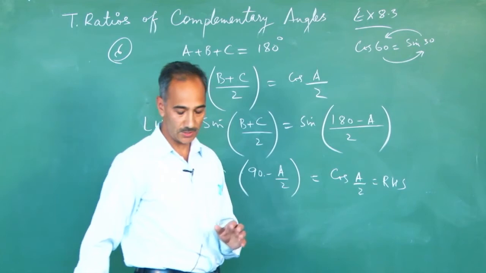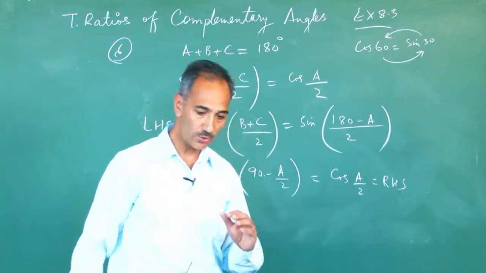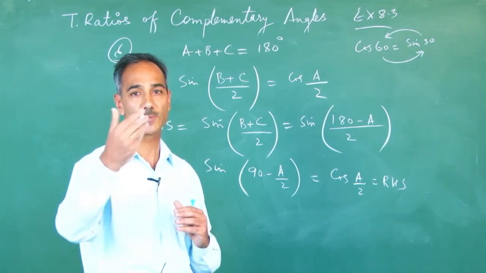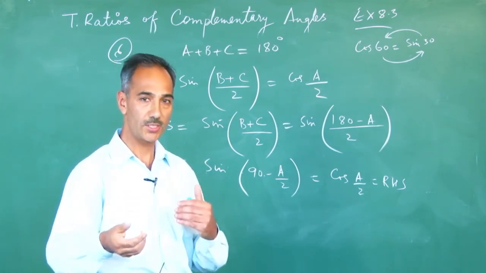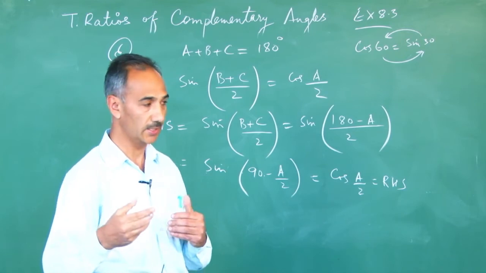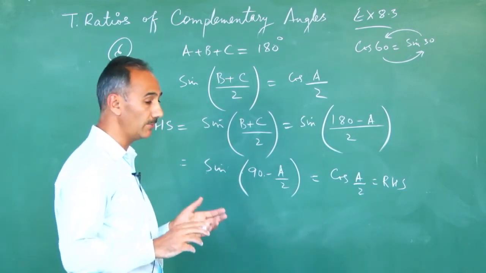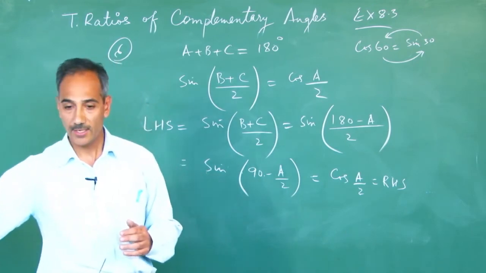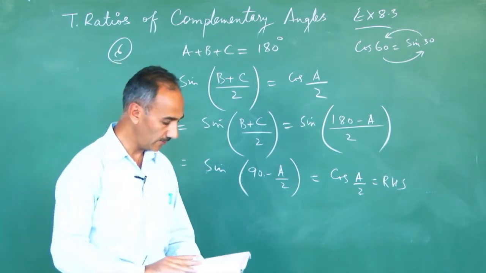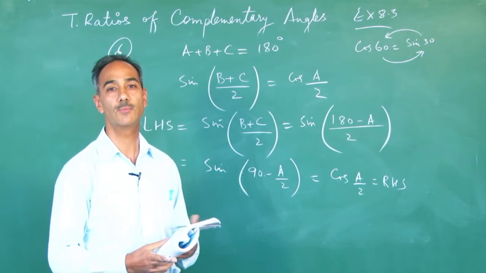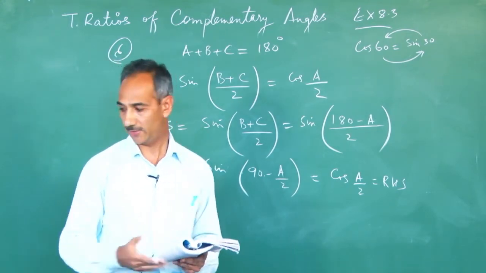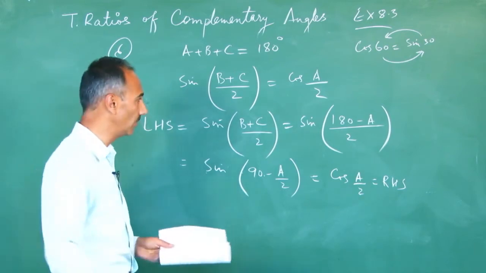That means if you have a T ratio in terms of an angle, you can express it in terms of another angle. Like 30 you can express in terms of 60, or 60 you can express in terms of 30. This can be done using complementary angles. So we have 67 and 75, and we are asked to express them in terms of angles of lesser value between 0 and 45. So again, it's a case of complementary angles.